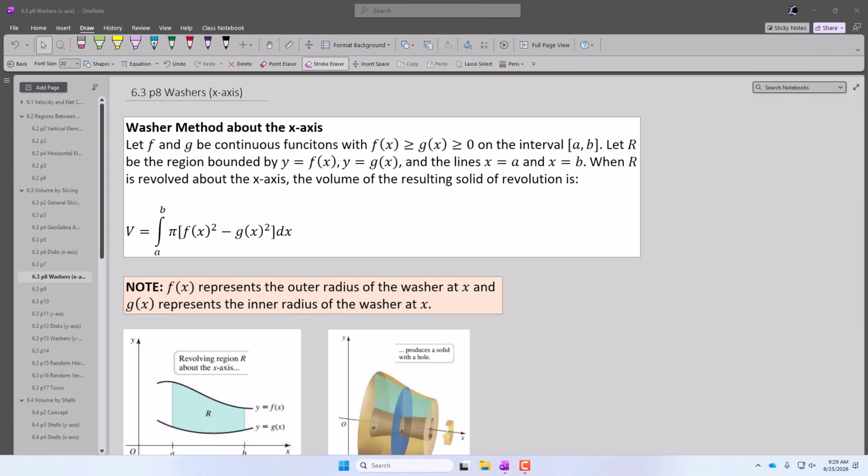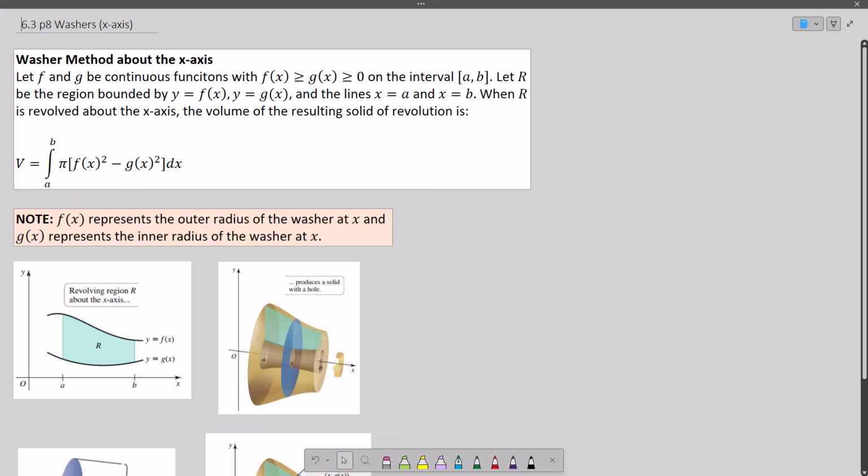We were finding volumes, and we were using the disk method. So we had rotated a region. And in here, when we say region, we're generally thinking some shape in two-dimensional space. So a region, a shape in two-dimensional space, and then we're going to rotate it around an axis. And then we had our basic principle that if we find a cross-sectional area function, we integrate the area across the domain and we'll get the volume.